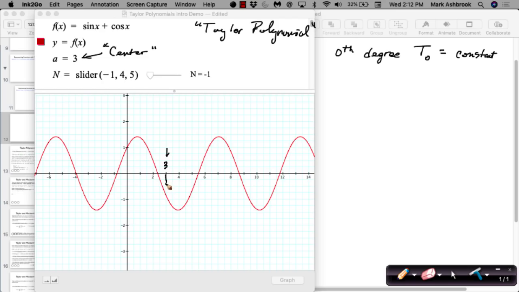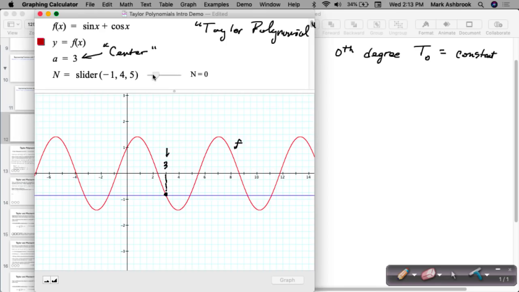It obviously can't do a very good job, but here's the point on the curve at x equals 3. So what will this constant function be like? What value will it have? If this is the function f, then what value will that constant function have? F of 3, right? If it's trying to be like the function at 3, then the only thing it can do is get the function value right. Does that make sense? So here's the 0th degree Taylor polynomial at x equals 3.